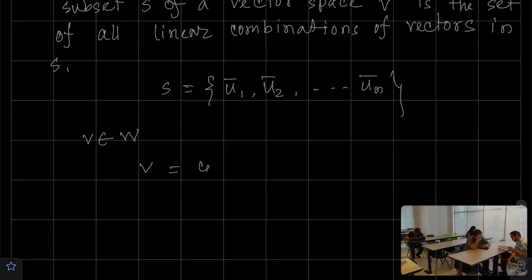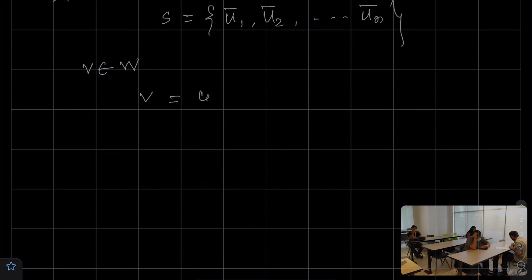Okay, so there is a problem. I think I will consider it in a few minutes. Okay, so c1 u1 plus c2 u2 plus cn un. So you can write all these vectors as a linear combination of these elements of this set S.